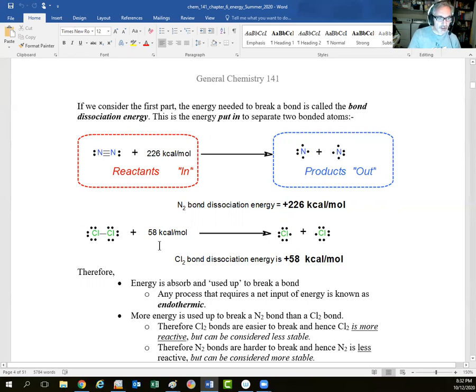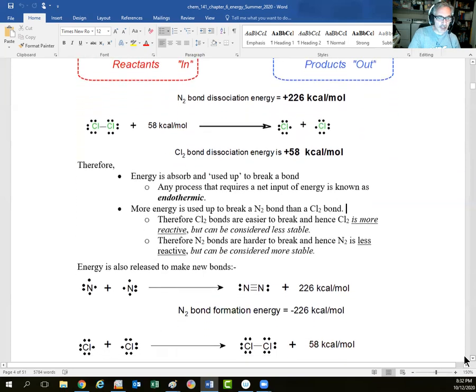However, the nitrogen, which takes much more energy to break its bonds, you could describe it as unreactive, but you could also describe it as being stable. It doesn't break its bonds very easily because we have to absorb so much energy, and so we've got relatively stable molecules. So the nitrogen can claim that it's a stable chemical, while the chlorine can claim that it's a reactive chemical because it breaks its bonds so easily compared to the nitrogen, which finds it so hard to break its bonds.